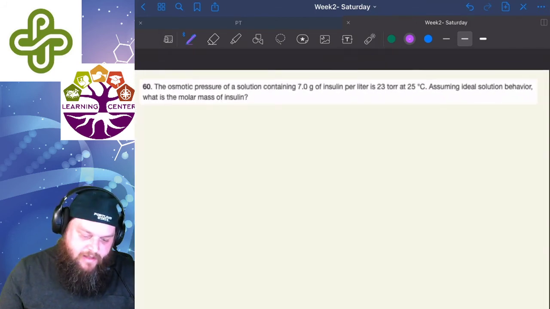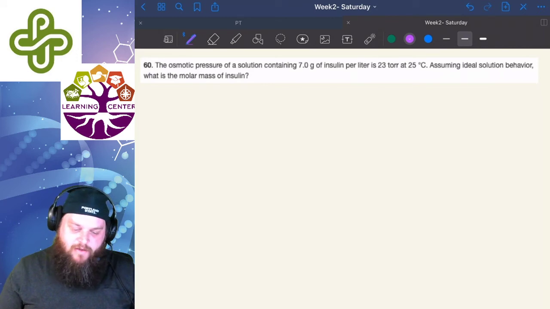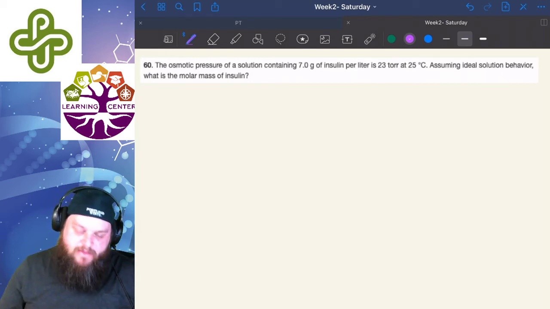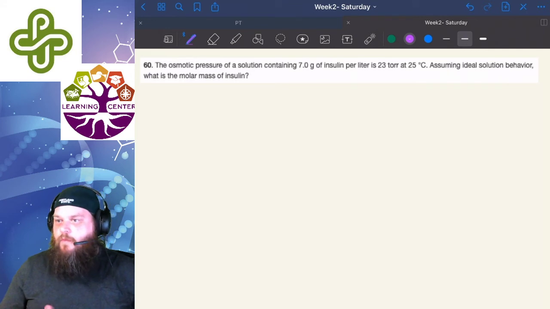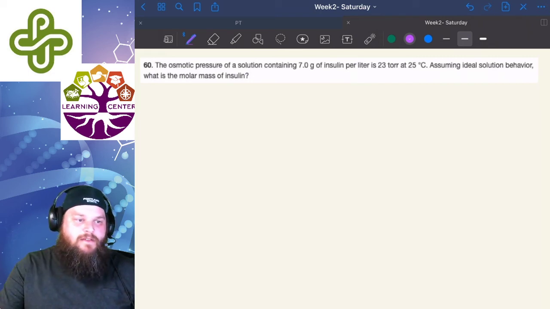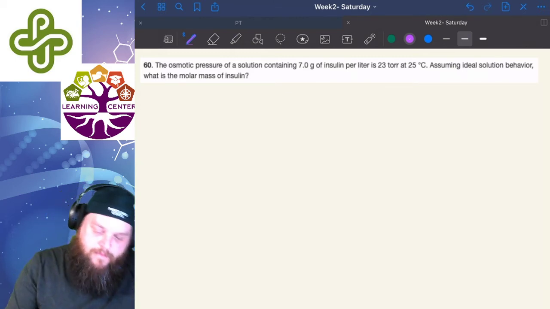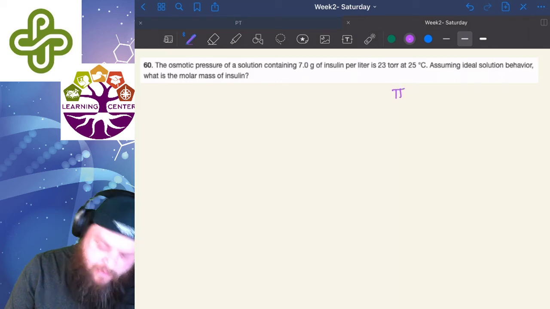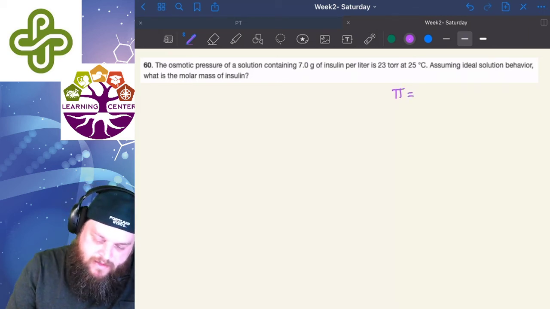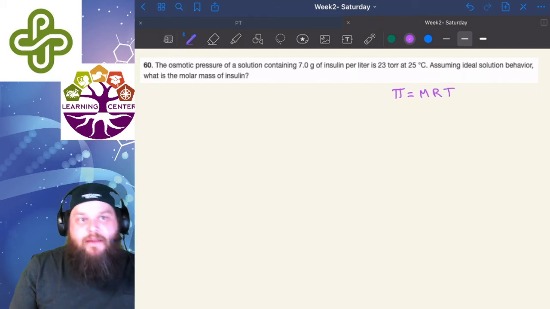For number 60, we're going to do the osmotic pressure of a solution containing 7.0 grams of insulin per liter. They know the osmotic pressure is 23 torr at room temperature, 25 degrees C. Assuming ideal solution behavior, what is the molar mass of the insulin? So this uses the osmotic pressure equation, where osmotic pressure is this capital pi that we use. It's equal to the molarity times our gas constant times T, T being the temperature.